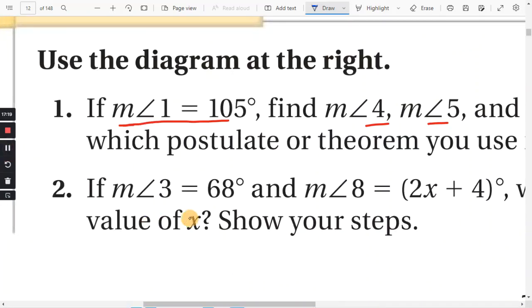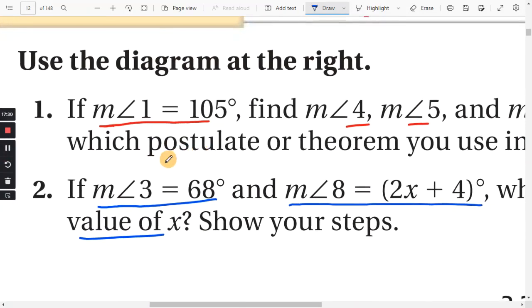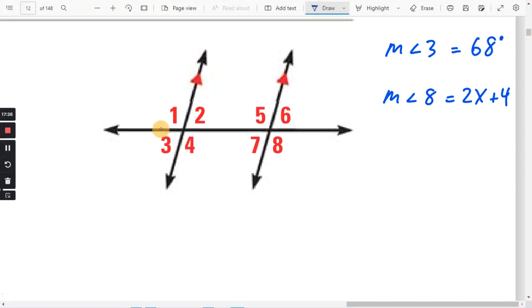All right, same diagram, part 2. Measure of angle 3 is 68. Measure of angle 8 is 2x plus 4. And they want us to find the value of x. Okay, I'm going to label it. Angle 3 is 68. Angle 8 is 2x plus 4. So here's 3, and that's going to be 68. And here's 8. That's going to be 2x plus 4.